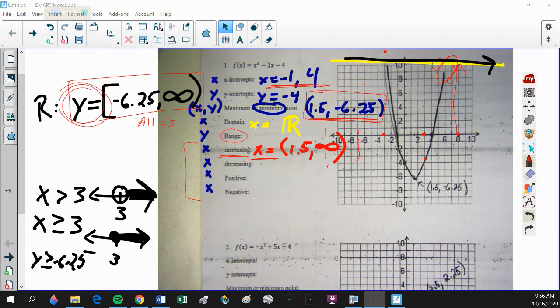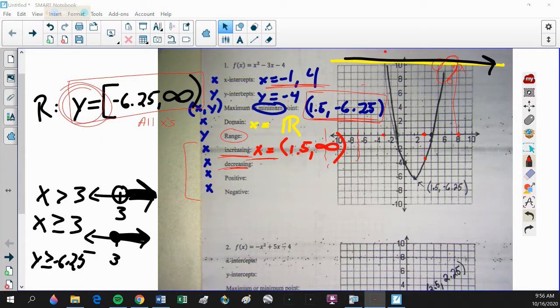Oh, good question. Can we write it the other way? It's always small number, comma, big number. Yeah, it has to be small number, comma, big number. So decreasing, that's going downhill. When did we start going downhill? Forever ago. When do we stop going downhill?